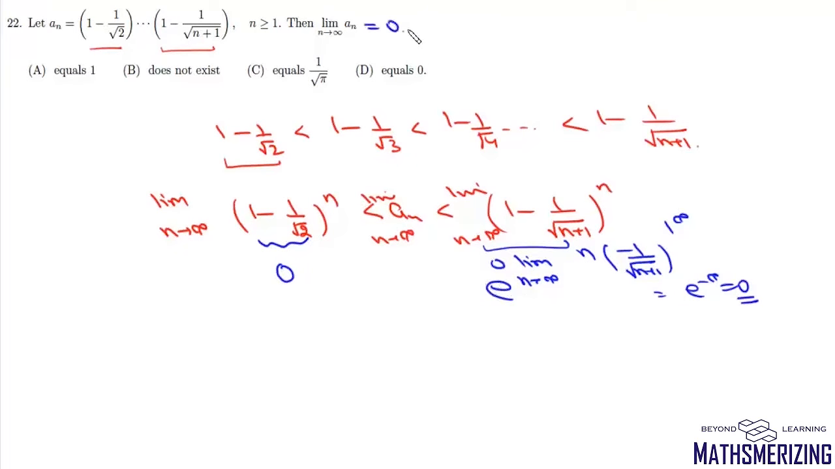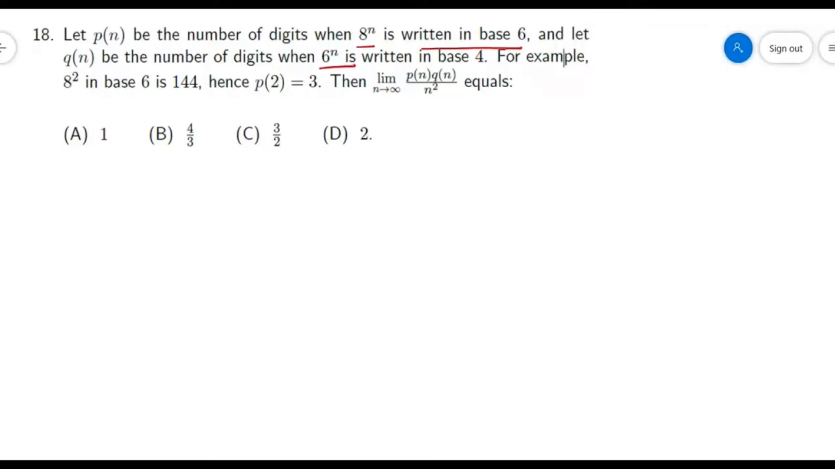when 8 to the power n is written in base 6, and let Q_n be the number of digits when 6 to the power n is written in base 4. We need to find this limit, which is the limit as n tends to infinity of P_n Q_n upon n squared.